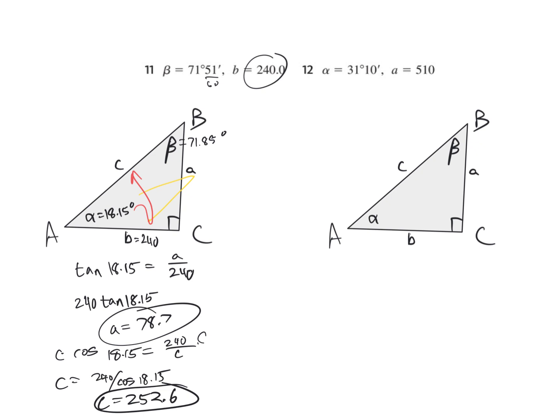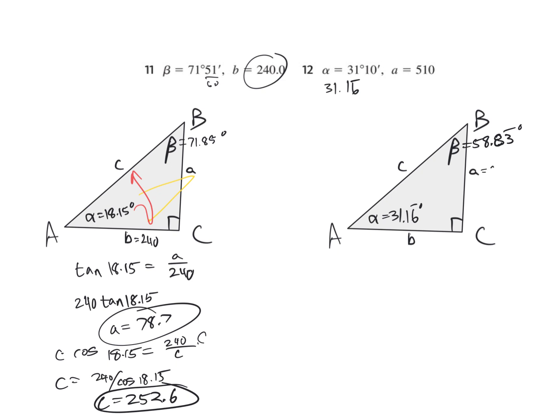Okay, so now number 12, let's see here. Alpha is 31 and 10, so 10 divided by 60 is 0.16 repeating. So 31.16 repeating is alpha degrees. And so we take 90 minus 31.166666, and we get 58.83 repeating degrees. All right, so now let's get everything.